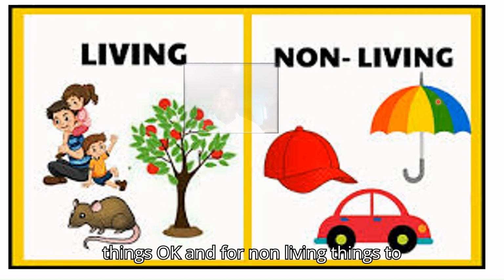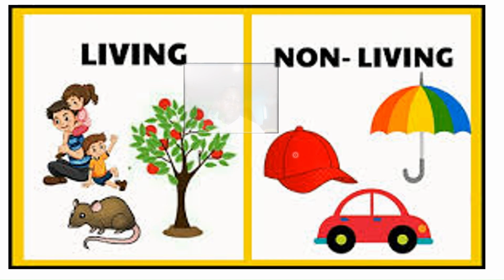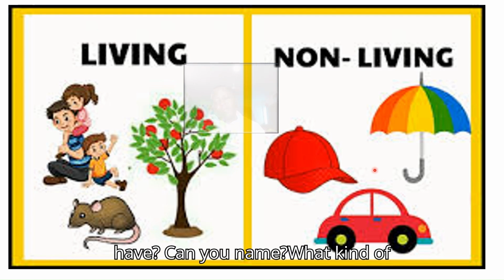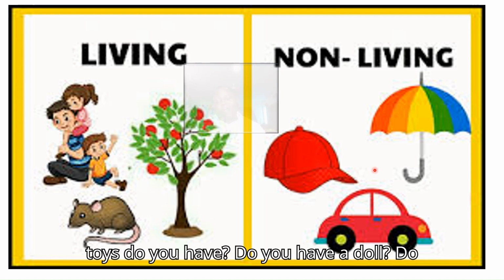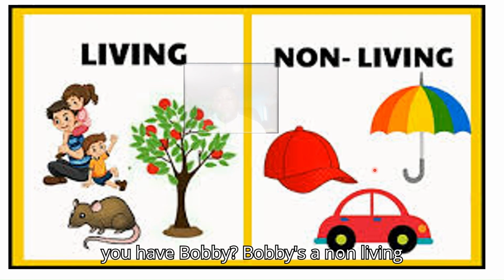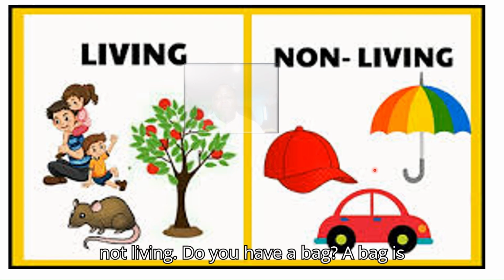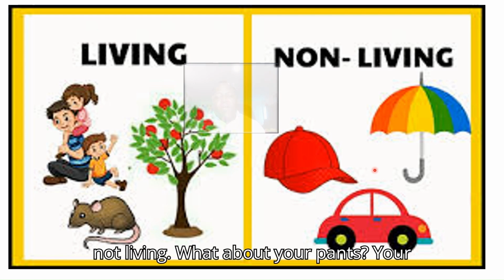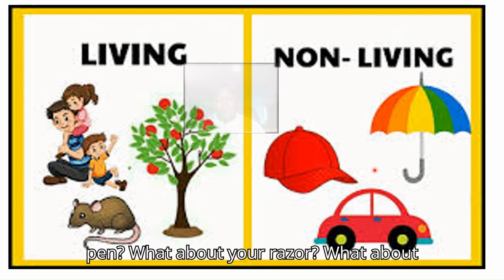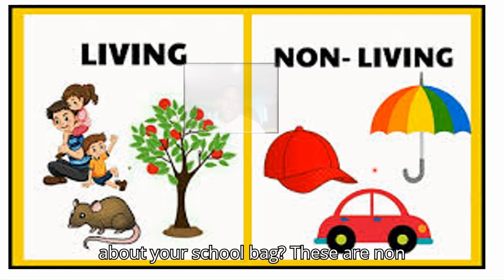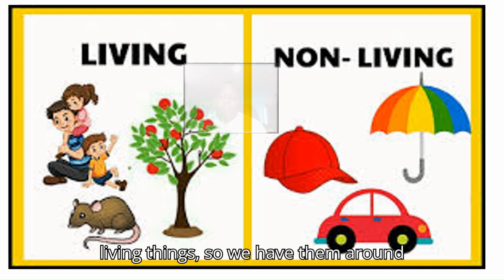And for non-living things, look at umbrella, cap, toy car. Can you name some non-living things that you have? What kind of toys do you have? Do you have a doll? Do you have Barbie? Barbie is a non-living thing. Do you have a book? A book is non-living. Do you have a bag? A bag is non-living. What about your pens, your razor, your pencil sharpener, your school bag? These are non-living things. So we have them around us.